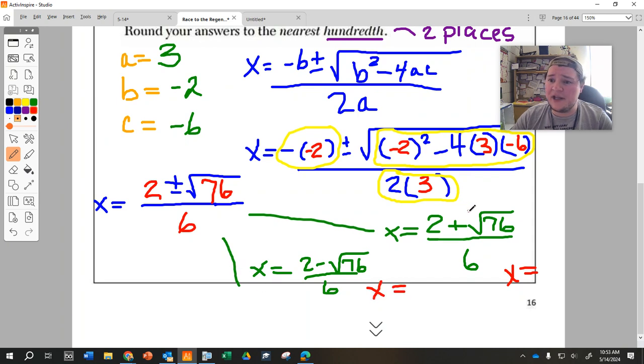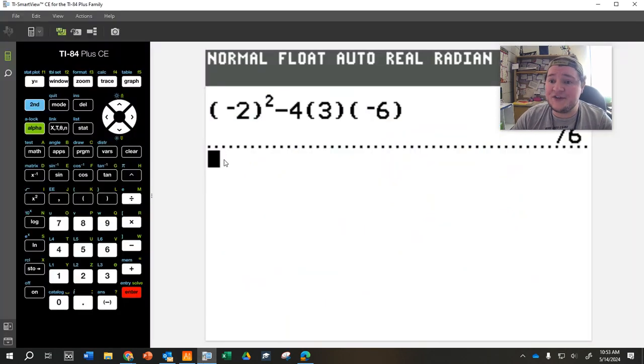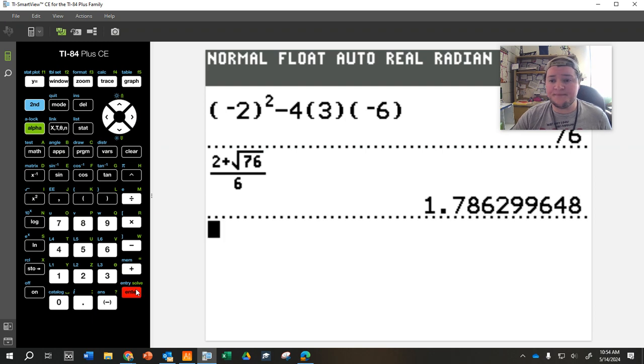Now, grabbing your calculator, we're going to do two. I'm going to do the 2 plus first. It's a big fraction, so you got to know the fraction buttons. It's alpha x for you guys, or if you're on another calculator, alpha y equals enter also works universally. And I'm going to type in 2 plus square root 76, go downstairs, all over 6. Whole darn thing. Enter. 1.7862999648.